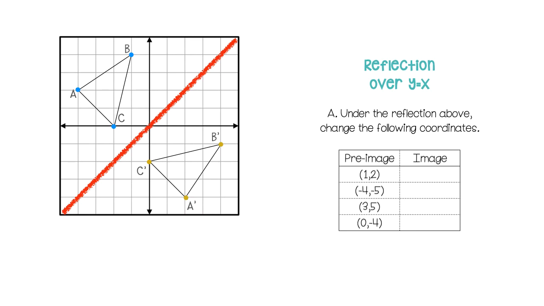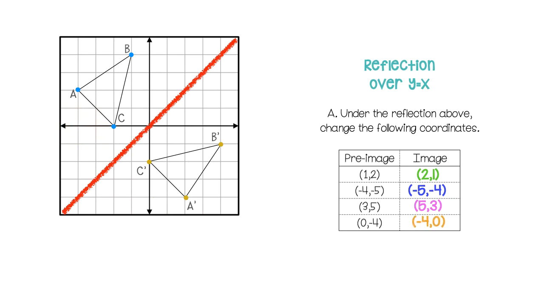If I have the point 1, 2, I want it to go perfectly flipped over that red line, like so, to become 2, 1. Again, let's look at -4, -5. Perfectly flipped over that red line would be -5, -4. 3, 5, perfectly flipped over that red line would get me at 5, 3. And lastly, 0, -4. I want it to be perfectly flipped over that red line, and that would give me the point -4, 0.